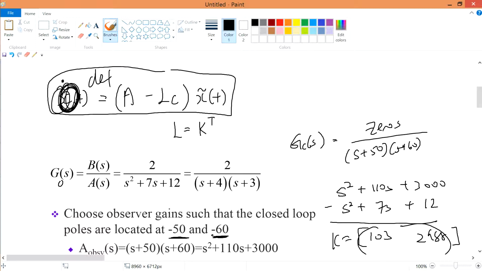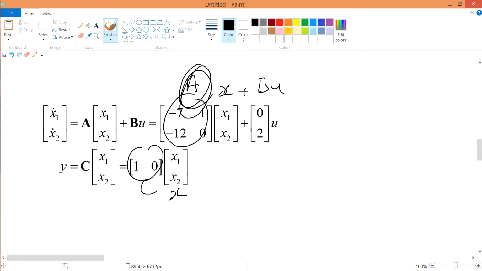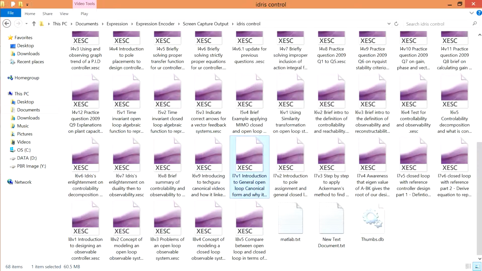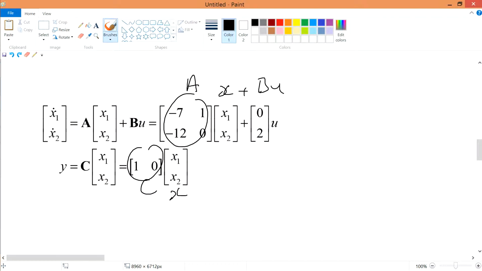In order to do this, I need to know what my A and my C are. These are all matrices. So that's why I changed this transfer function into a state space. So this is my A, this is my C. This is AX plus BU, this is CX. My A over here, I'll not go into details because I proved it to you in L7v1. You can watch this video if you want to know how to change to state space. Once we have changed into state space, we will have this thing all over here, and this A and this C will all be subbed into here.